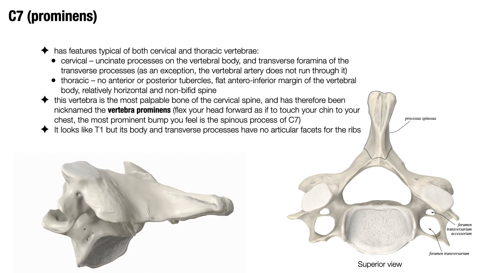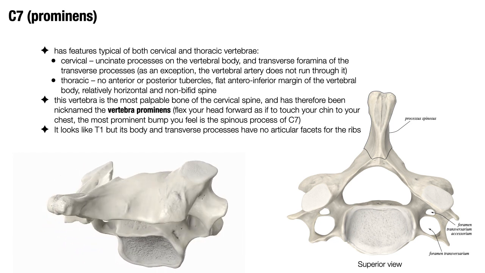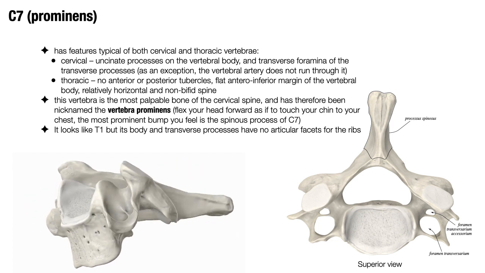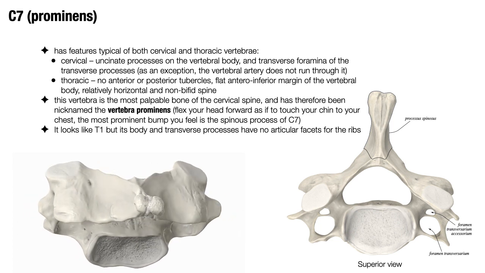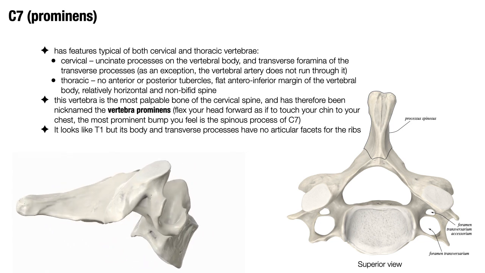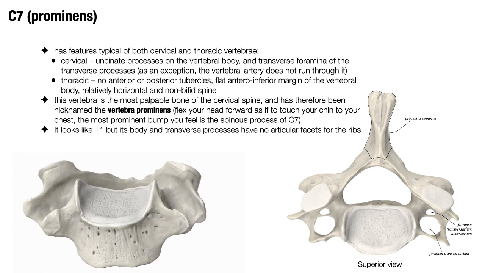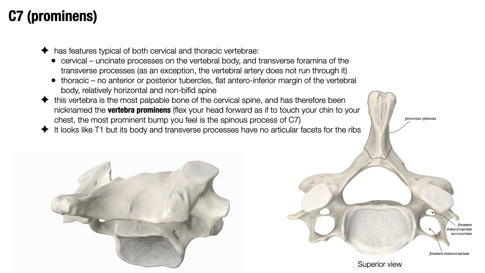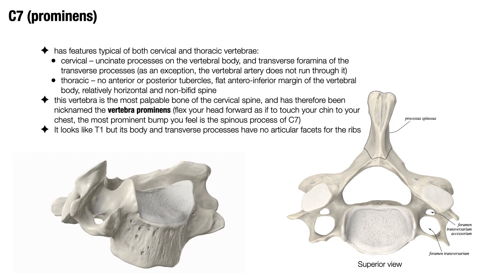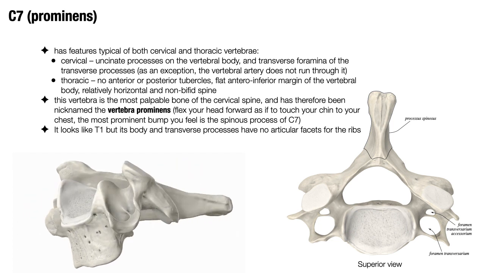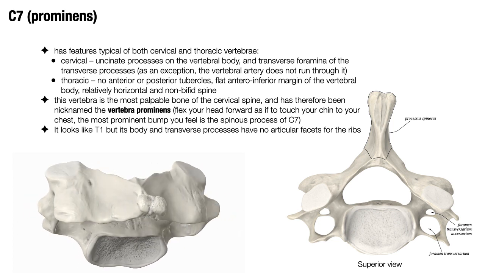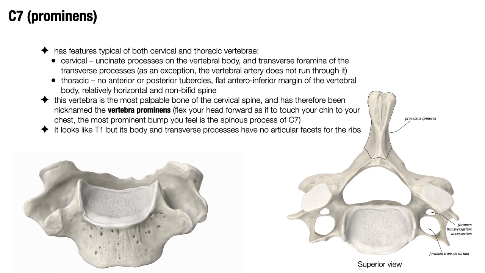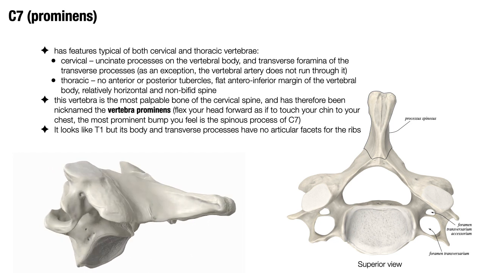An important detail is that its transverse processes have transverse foramina, but the vertebral artery doesn't travel through that hole. Okay, so the first vertebra the vertebral artery goes through is C6. Okay, but we will study the path of the vertebral artery in the coming lectures. We will mention that again.